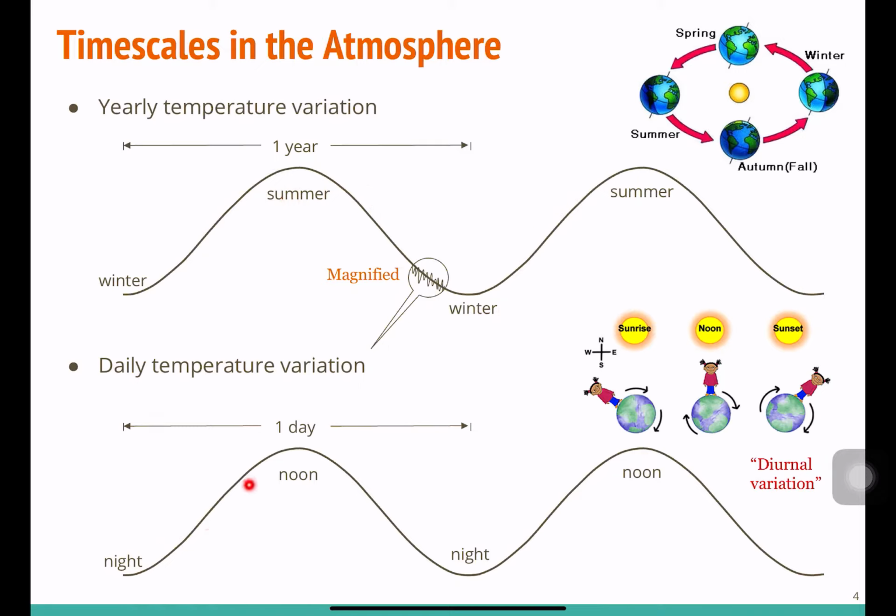So if we look at the temperature for a day, for example, at the noon or around the afternoon, the temperature will be the highest, and then at nighttime it will be the lowest. So we call this diurnal variation. So you can see that there are different kinds of oscillations in our atmosphere, and then when we talk about different weather phenomena, we need to talk about the time scales that we are focusing on.